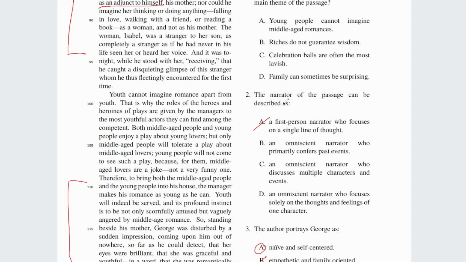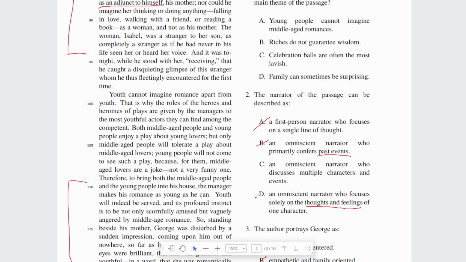Well, who confers past events? It seems like it isn't necessarily just about events, right? If we're going to contrast answer choice B about past events and answer choice D, which has to do with the thoughts and feelings, it seems like there is thought and feeling to be had here, but there's also events. And so answer choice B and D both seem like they're not quite enough. You know, who primarily confers past events, it seems like we're also discussing characters and we're discussing thoughts and feelings, and that doesn't seem to be totally captured in this idea of conferring past events.